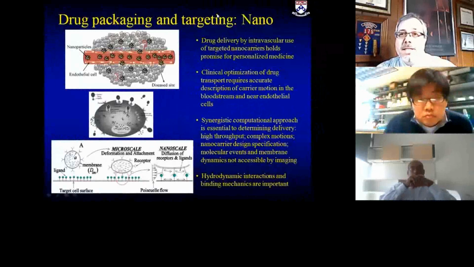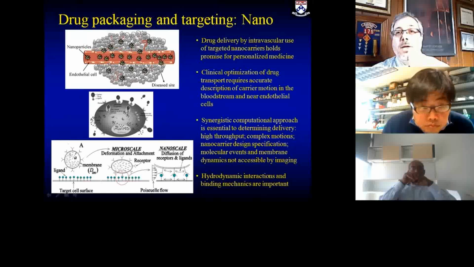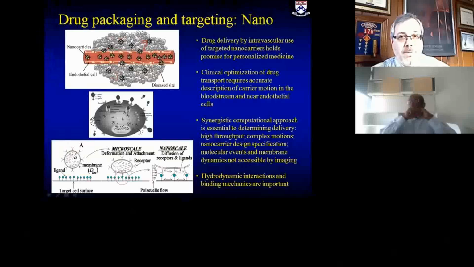So therefore, drug packaging and targeting by this nanotechnique gives us an intravascular method of targeting nanocarriers, which holds promise for personalized medicine. We can therefore clinically optimize drug transport. That, however, requires an accurate description of how those tiny carriers will move in the bloodstream and what will happen when they get very near the cells of interest, endothelial cells that line the blood vessels.